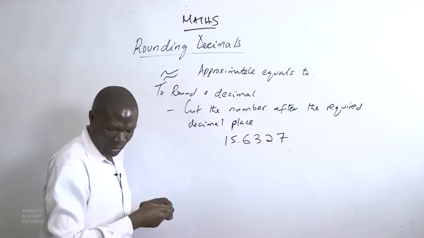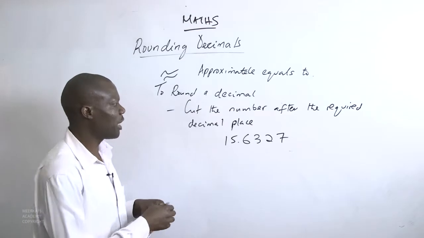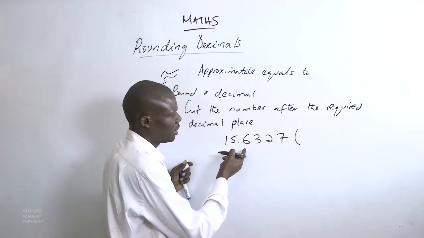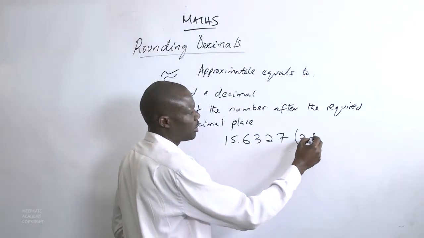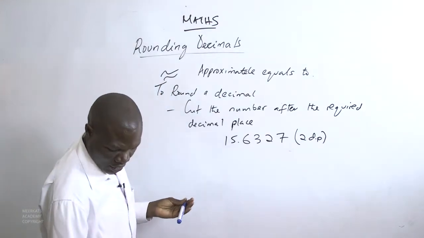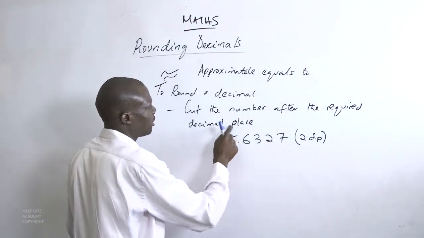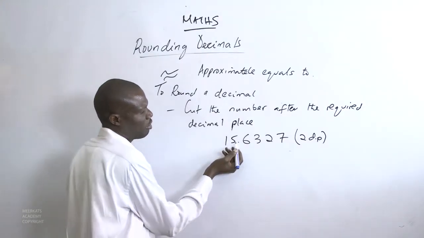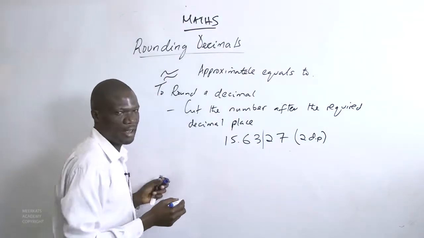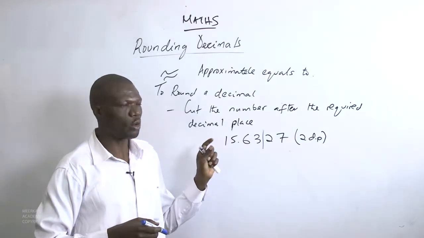15.6327. This is the number that we have, and if we are asked to round this number to 2 decimal places, then the first step is to cut the number after the required decimal place. So 2 decimal places shall count from the decimal point: 1, 2. Now we shall have a line there. That line is telling us that this is the point at which we are cutting.